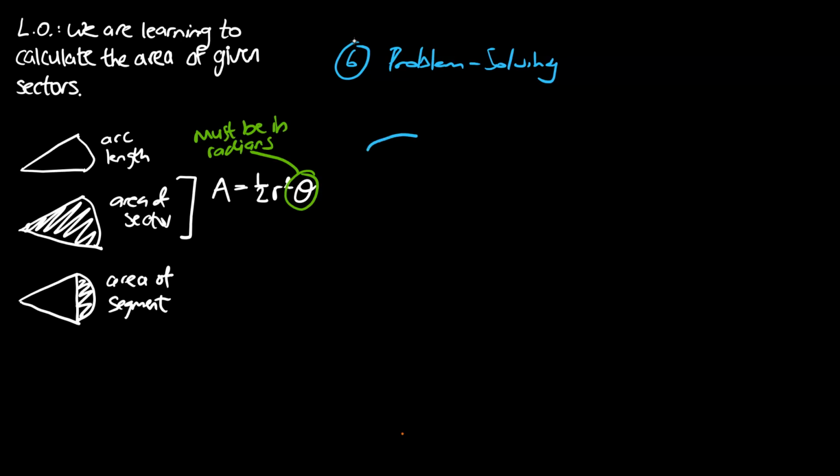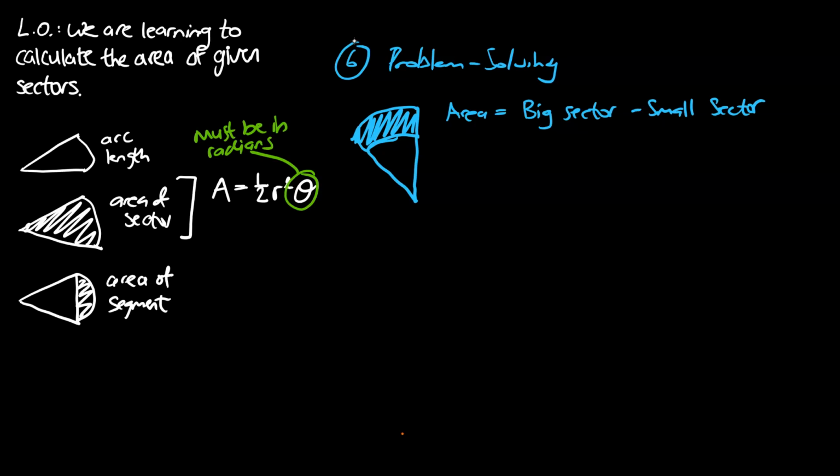So let's say we've got a sector. And then let's say if we extend that a little bit, I've got a bigger sector sitting around it. How would we go about finding that curved area? So noting that's not a segment from before, because that has to be a straight line through there. But what this is actually going to be, this is going to be two sectors. So let's say the area is going to be equal to the big sector minus the small sector. So we'll have to go ahead and calculate those individually.